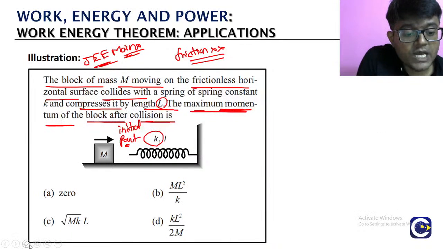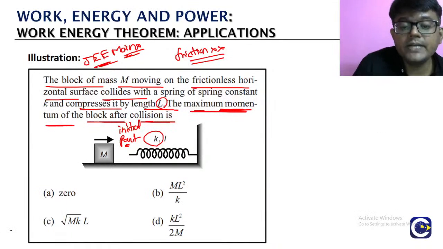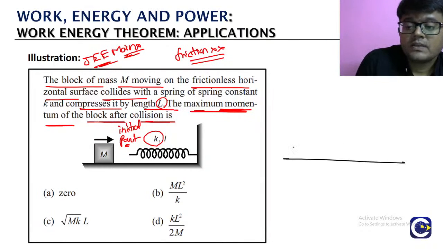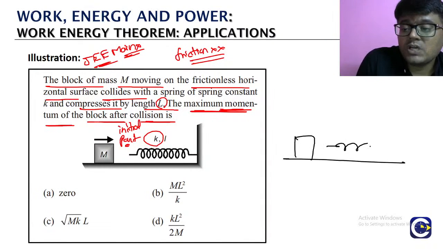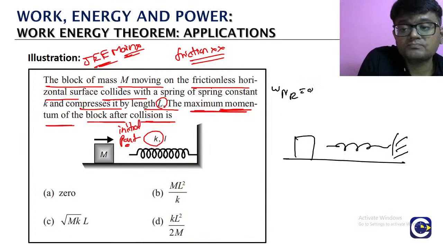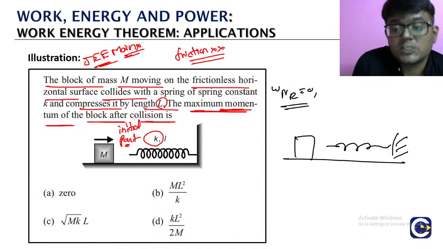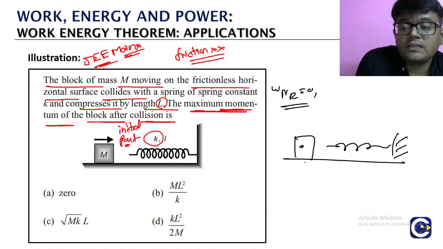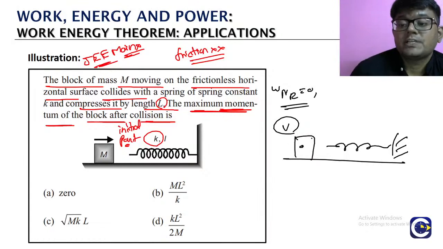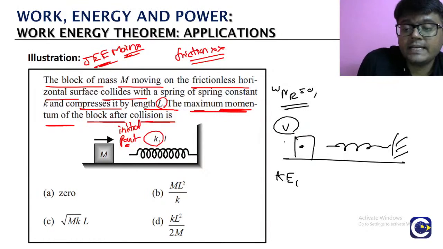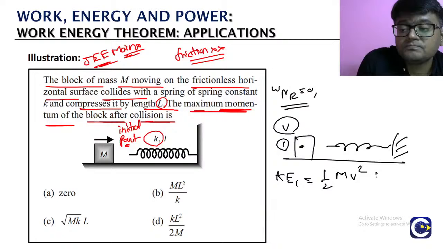Okay, so see how we can approach it. Again, this question is mostly like our previous problem. Work done by normal reaction is 0, and there is no friction, so we can use the conservation of mechanical energy principle. For the block, let us say v is the velocity at the time of collision. Then the kinetic energy is half mv square, and the spring potential energy is 0.